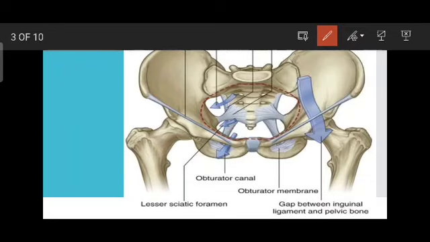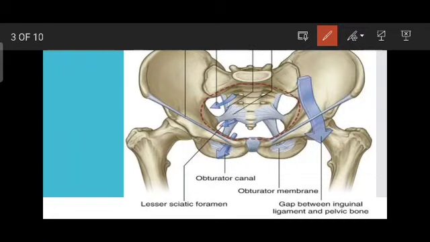Why do we call it the sacrospinous and sacrotuberous ligament? Because the sacrospinous ligament originates from the lateral surface of the sacrum. This is the sacrum, lateral surface of the sacrum, and it is inserted in the ischial spine. So we call it sacrospinous. And the sacrotuberous ligament is inserted to the ischial tuberosity, so we call it the sacrotuberous ligament.